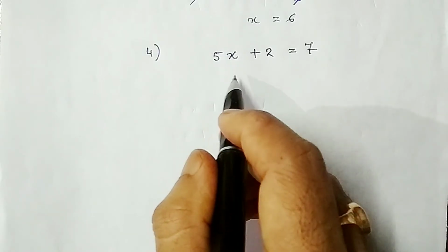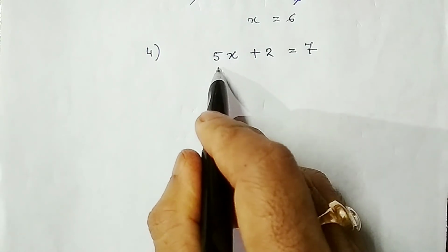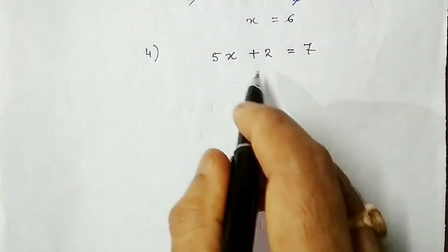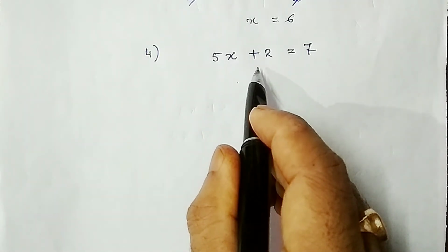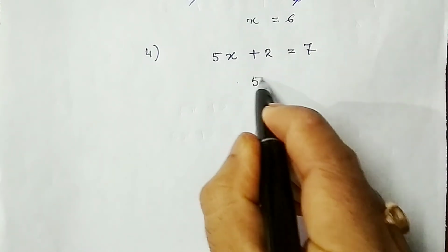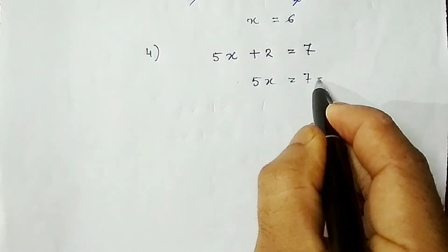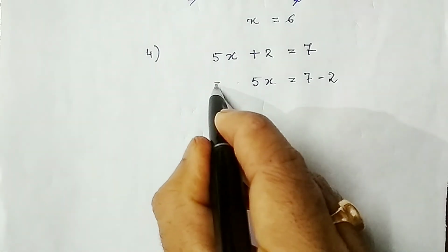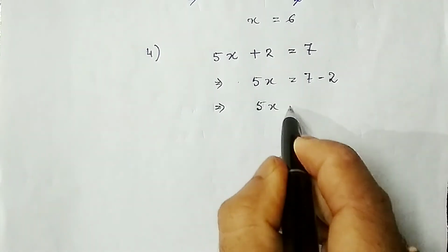This is the last example that I will discuss today. Here we have taken the equation 5x plus 2 equals 7. And we are to find the value of x. Here plus 2 is there. If this plus 2 is transferred to the other side, it will be minus 2. So in the next line, it will be 5x equals 7, and this plus 2 will be minus 2. I hope this much is clear. So in the next line, we got 5x equals 7 minus 2.